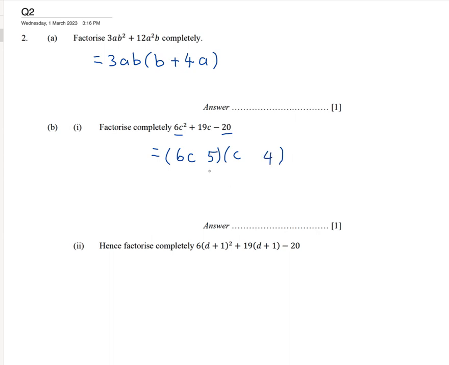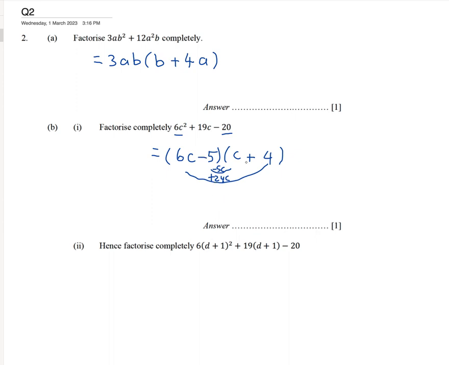Now we test for the middle term. We have 5c and 24c. We have a plus 19, so it is a plus 24 and minus 5. That gives us plus 19c. Therefore, this is positive and the inner term is negative.